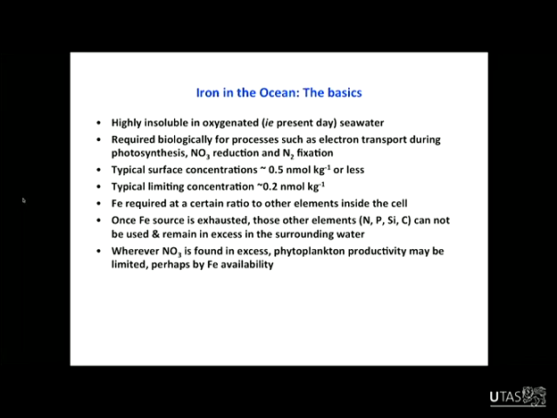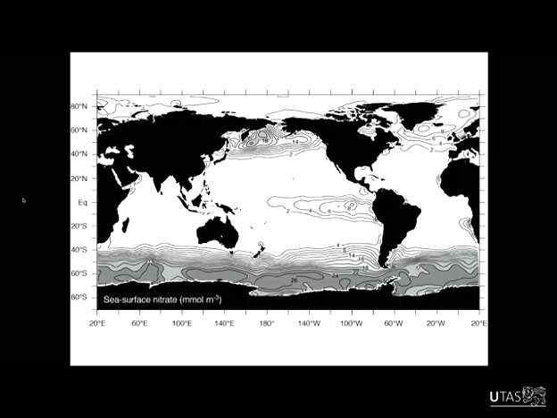And so wherever we find excess macronutrients like nitrogen or phosphorus hanging around at the surface of the ocean, that's a hint that there's something that's limiting phytoplankton uptake of those nutrients. And in many areas of the global ocean, that's the concentration of iron. It's iron that's limiting the amount of photosynthesis or nitrogen uptake that occurs.